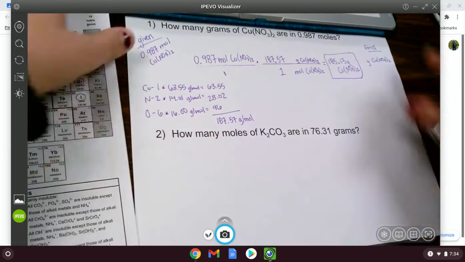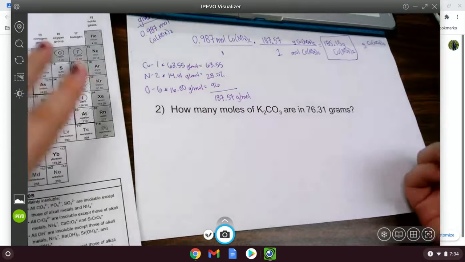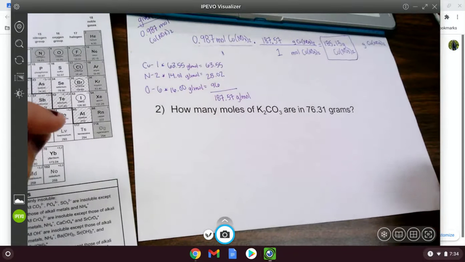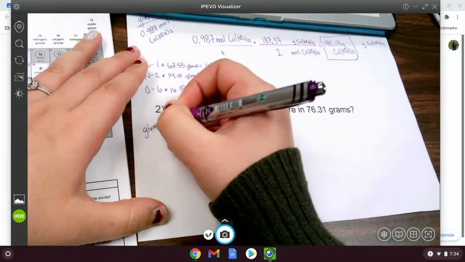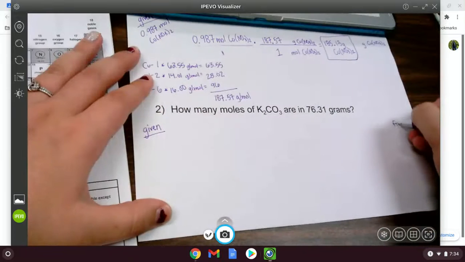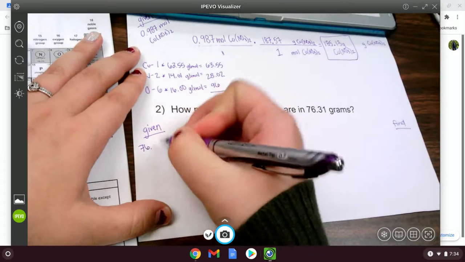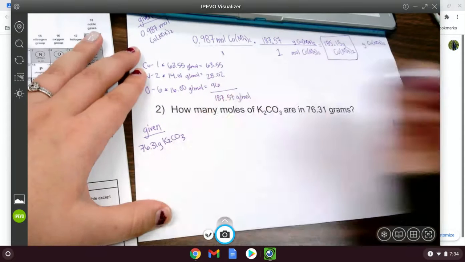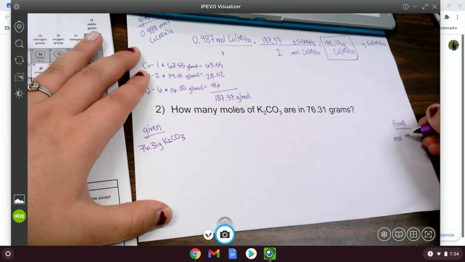Okay. So let me just move this up. So our next question is how many moles of potassium carbonate are in 76.31 grams? Okay, so again, always start with what you're given. Given and find. Your given will be a number, so that's going to be our 76.31 grams of K2CO3. And we're trying to find how many moles. So moles of K2CO3.